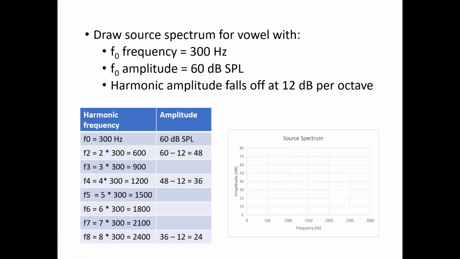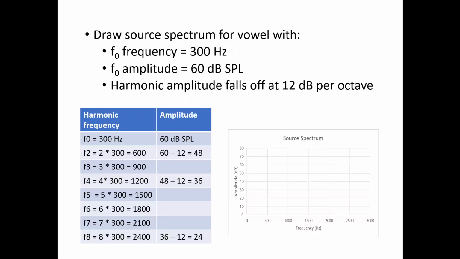Now we can calculate the frequencies of each harmonic very easily. So the second frequency is going to be 2 times the fundamental, or 600 hertz. And we'll have 3 times the fundamental for the next one, 900 hertz, 1200 hertz, 1500 hertz, 1800 hertz, 2100 hertz, and so on. And we can keep going all the way up to 3000 hertz on this particular diagram.